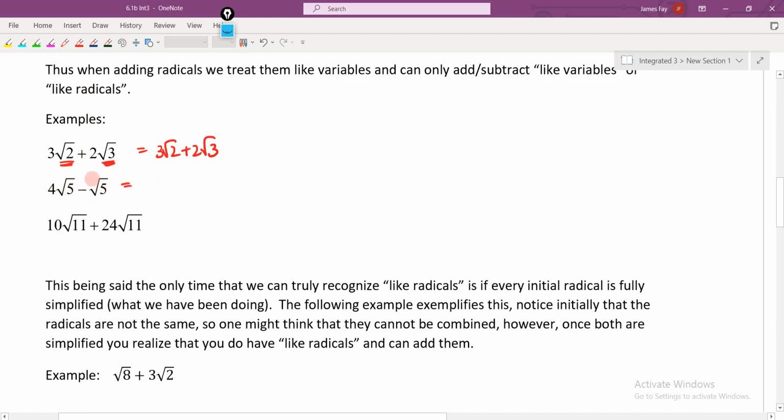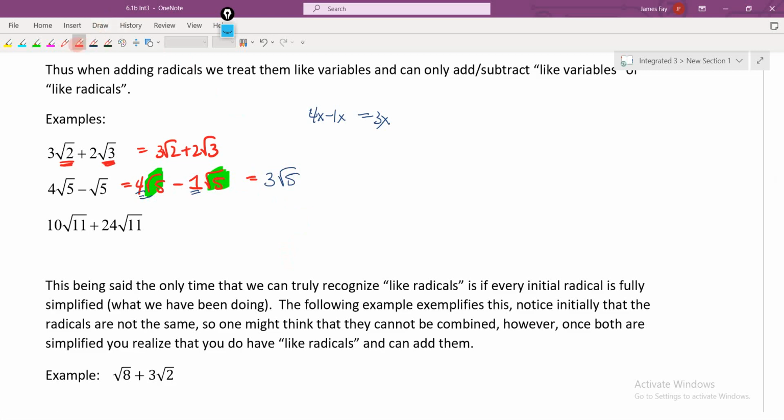I don't see a number out here in front of this second radical. If I don't see that number, it's an understood 1. So again, if this radical 5 and that radical 5 are the same, like x's, I'd have 4x minus 1x. If I had 4x minus 1x, that'd give me 3x, right? So here I have 4 radical 5 minus 1 radical 5. Doing the subtraction with the numbers out front, that must give me 3 radical 5.